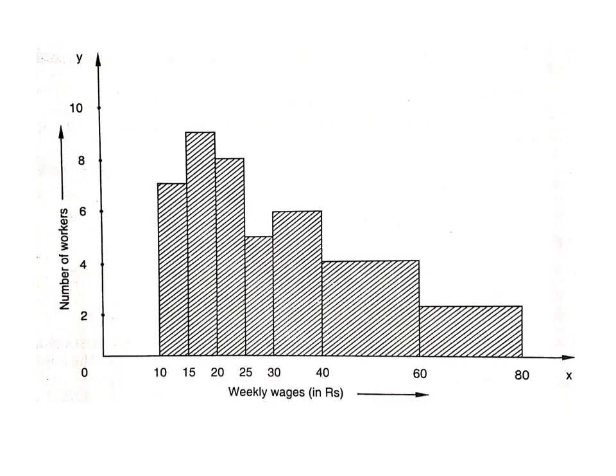Here is the histogram. See here, 10 to 15, the frequency is 7. 15 to 20, the frequency is given. 20 to 25, the frequency is 8. 25 to 30, it is 7. And 30 to 40, the calculated frequency is 6, so the height is 6. 40 to 60, the calculated frequency is 4. And 60 to 80, the calculated frequency is 2. So in this way, we can construct the histogram with varying width.